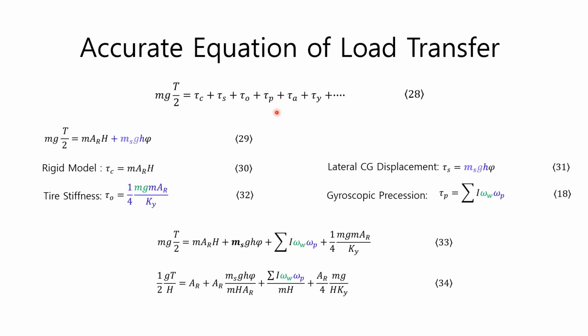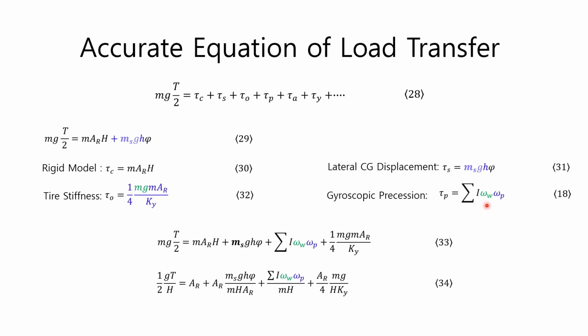Tau o, represented by equation 32, is the third term in equation 28 and is an additional torque calculated by reflecting the lateral displacement that occurs when the tire receives lateral force. Tau p, represented by equation 18, is the fourth term in equation 28 and is an additional torque that reflects the gyroscopic precession effect caused by the rotation of the wheel.